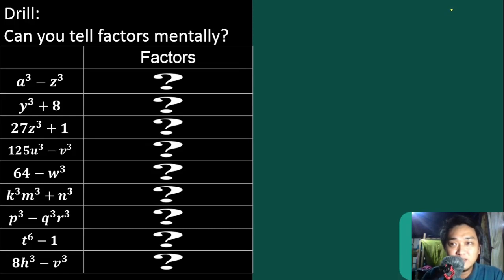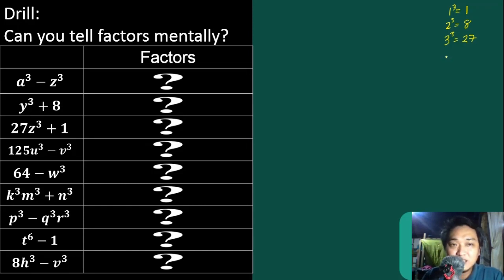So, let us try. What is 1 cube? 1 cube is just 1. 1 times 1 times 1. How about 2 cube? 2 cube is just 2 times 2 times 2, that is 8. How about 3 cube? That is 27. That is 3 times 3, 9 times 3, that is 27.